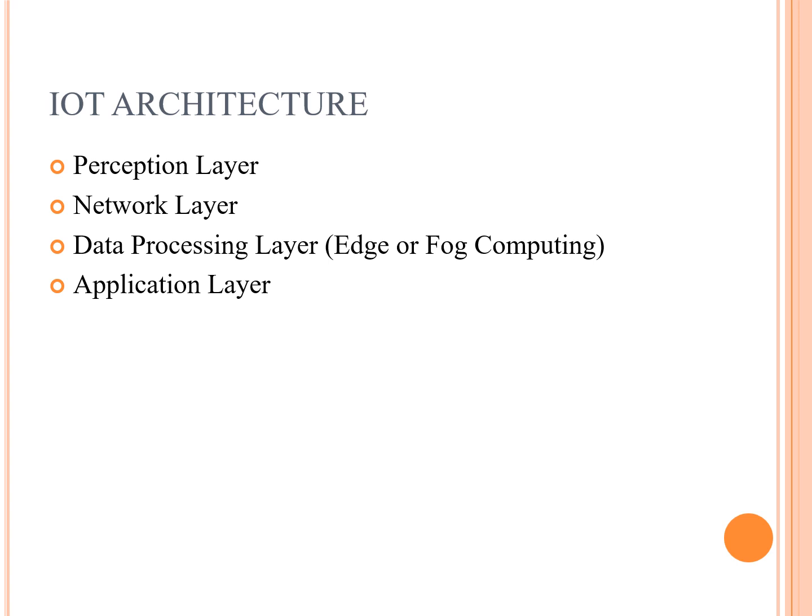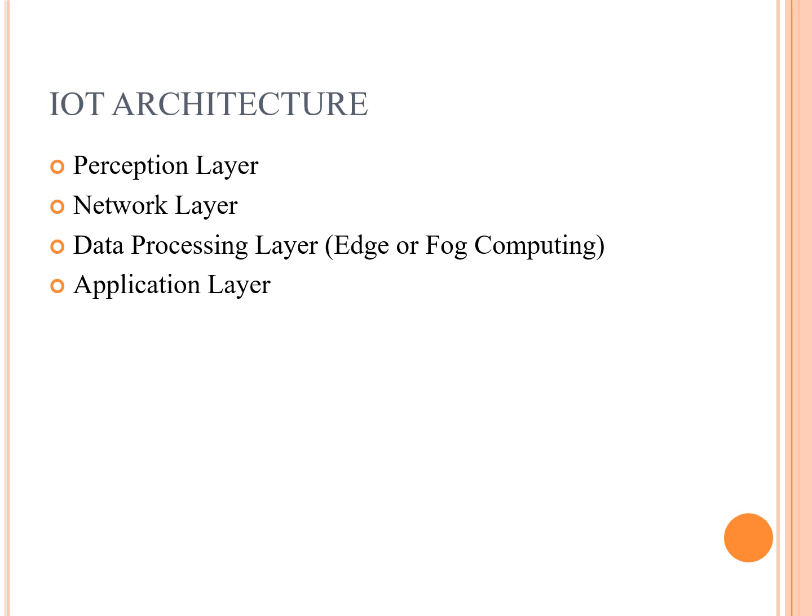Next one is the network layer. This layer is responsible for transmitting data from IoT devices to other layers. For example, the communication protocols, gateways, and edge devices are more important in this layer. Next one is the data processing layer. This layer pre-processes data to reduce the load on the cloud server. Examples are edge computing and fog computing.